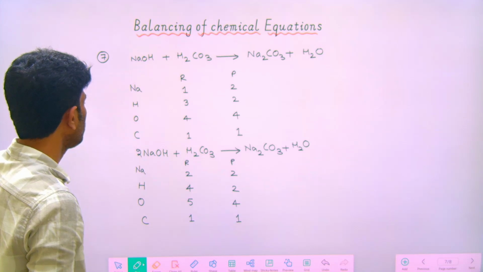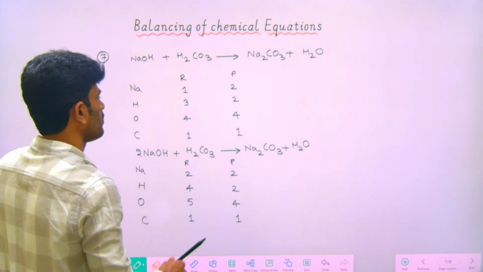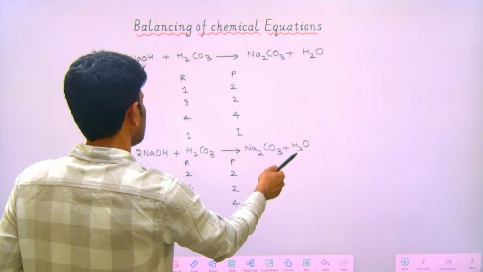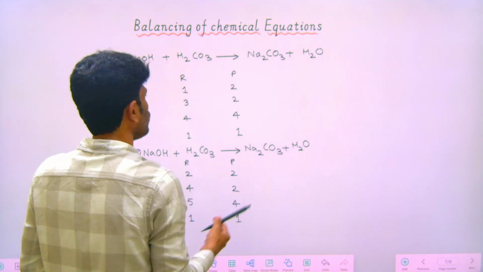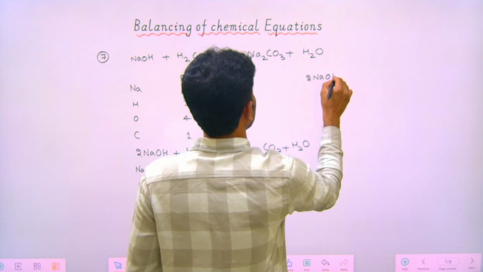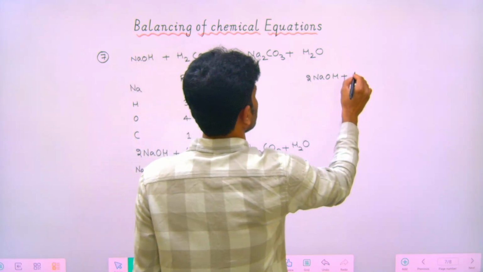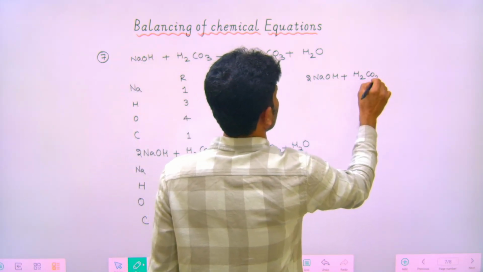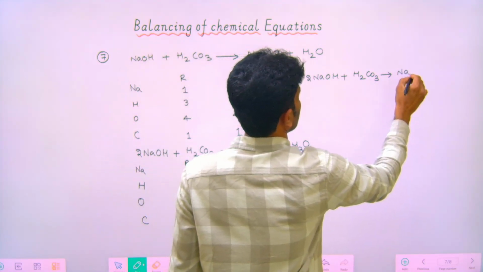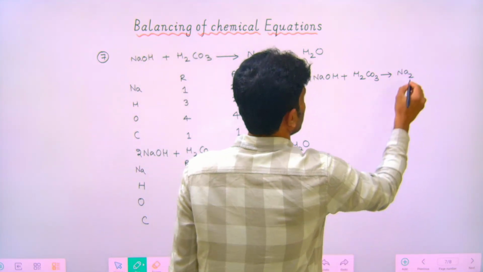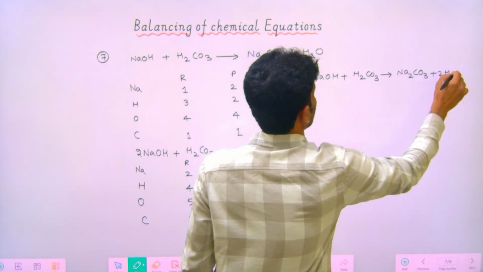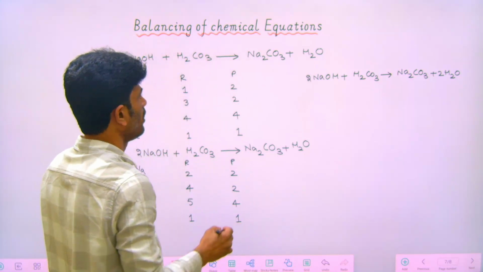So for that what do we do here? This side we have less. So we write here 2H2O. If you write 2H2O, what happens? 2NaOH plus H2CO3 gives rise to Na2CO3 plus 2H2O. If we write like this, what is happening?